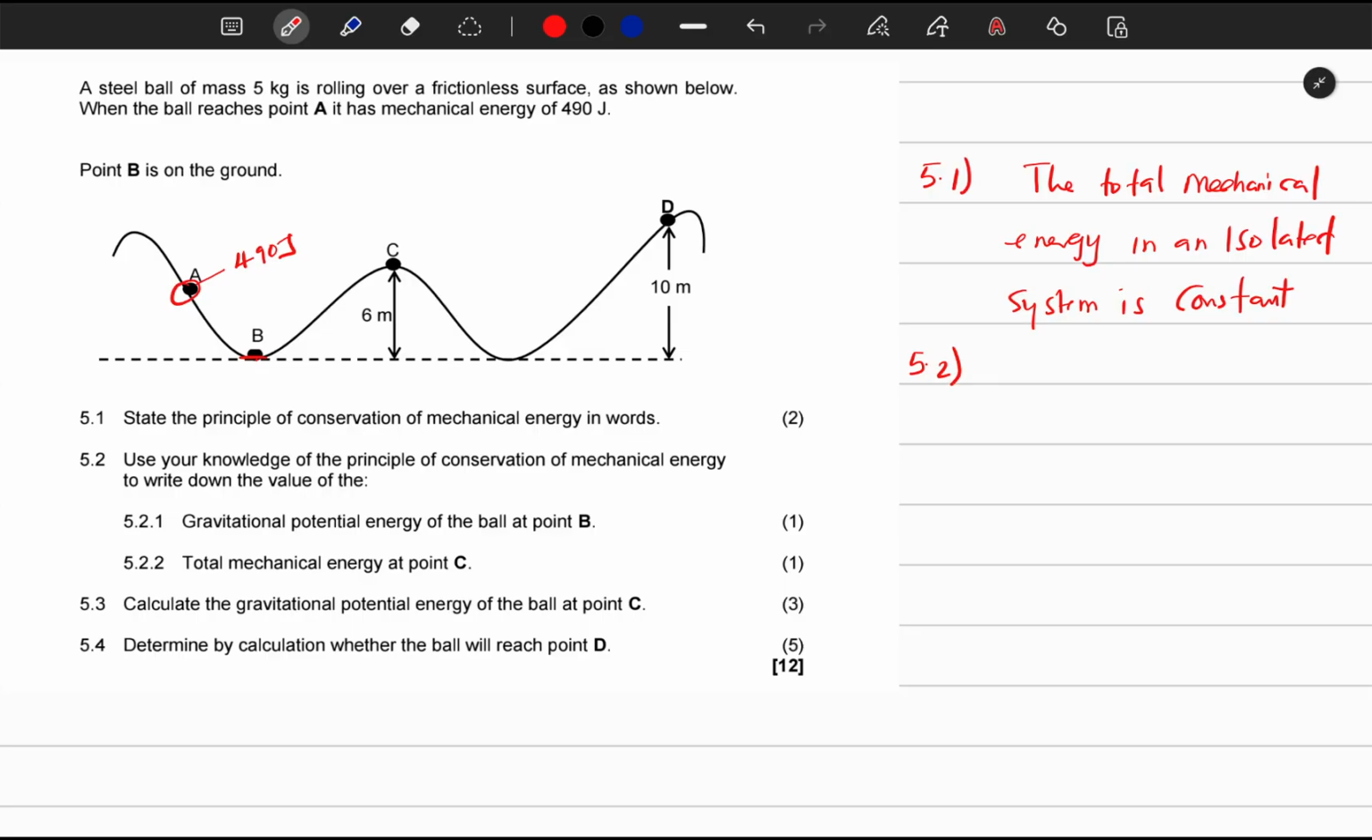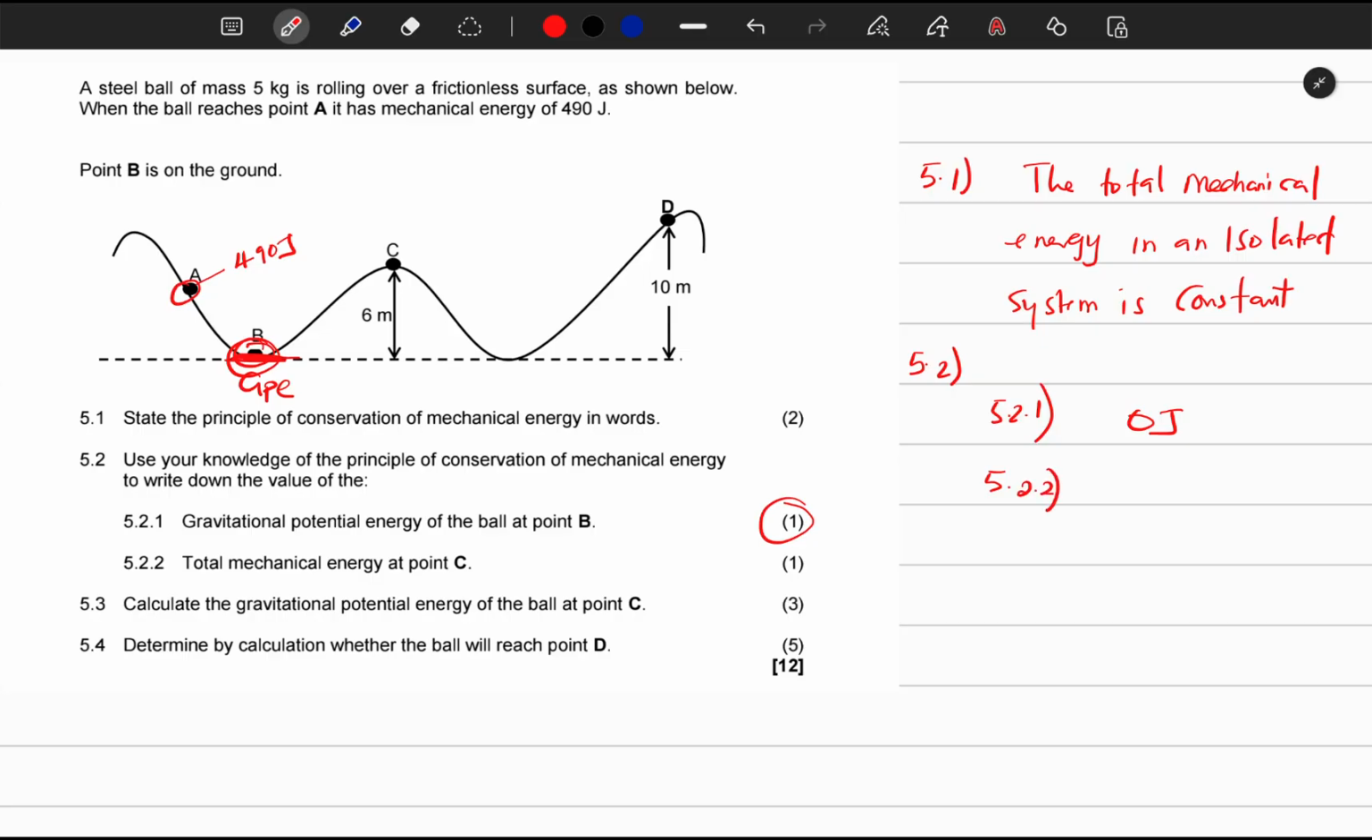Use your knowledge of the principle of conservation of mechanical energy to write down the value of the gravitational potential energy at B. What's the value of the gravitational potential energy? Okay, EP. The gravitational potential energy at this particular point is 0. It's simple. On the ground, there is no height. Remember, gravitational potential energy is the energy possessed by an object due to its position. Here it is on the ground, so the change in height is 0. So its potential energy is just 0.